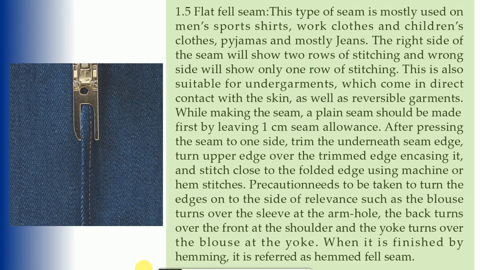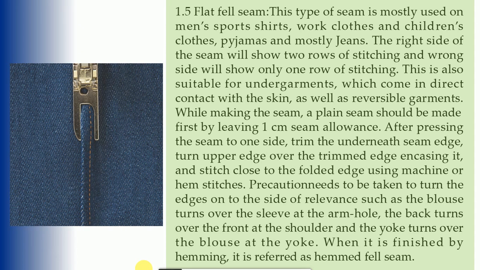.5 Flat fell seam. This type of seam is mostly used on men's sports shirts, work clothes and children's clothes, pajamas and mostly jeans. The right side of the seam will show 2 rows of stitching and the wrong side will show only 1 row of stitching.